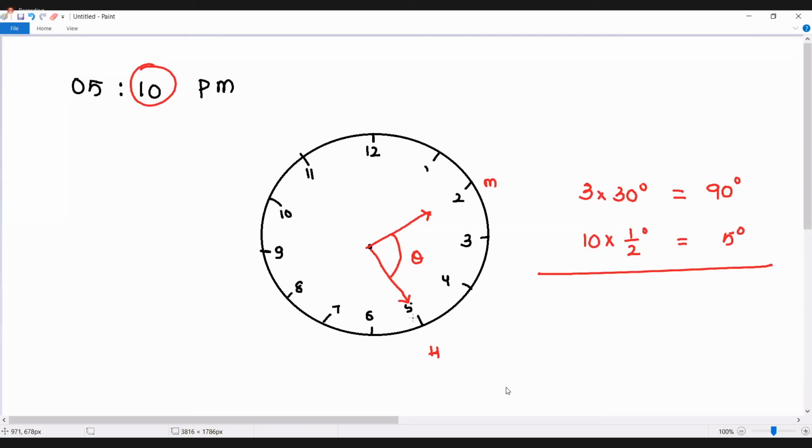You can observe this is 5 o'clock. So 5 o'clock 10 minutes or 5 o'clock 15 minutes, this hours hand will move towards 6, right? How many minutes is it moving? 10 minutes. That means it will move outside by 5 degrees. Now the angle is going to be added. So 90 plus 5, it is going to be 95.